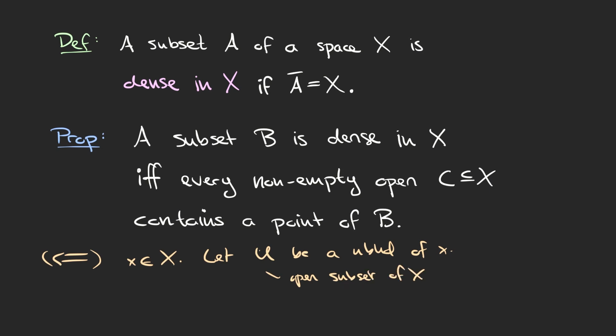And it contains small x, so it's non-empty, and hence, by assumption, it contains a point of B, and, well, that's what we wanted to show. So this implies that X is, in fact, in the closure of B, and so every point in our large space X is in the closure of B, and because B is a subset of X, and its closure is a subset of X, it means that actually B closure is equal to X, and that's the definition of B being dense in the set X.